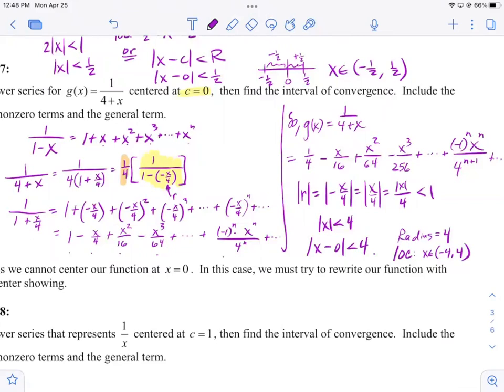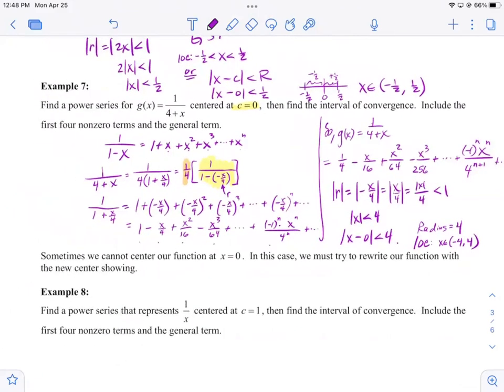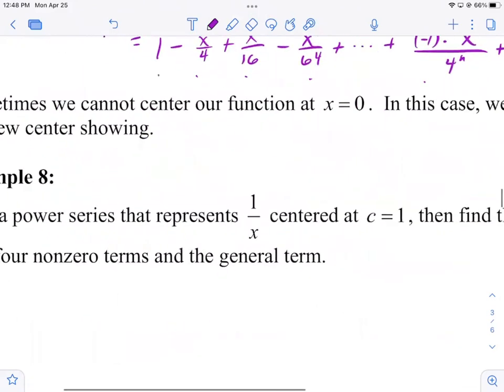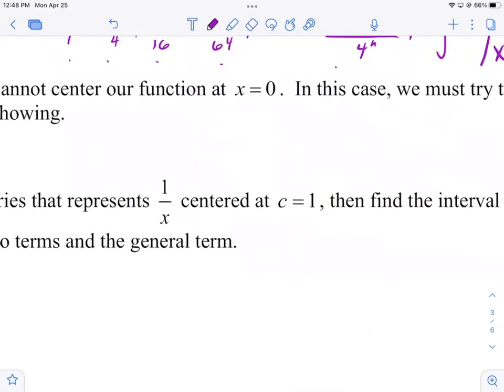So that one was kind of fun, right? It was kind of fun. Yeah. Sometimes, though, we cannot center our function at 0. In this case, we have to try and rewrite our function with the new center showing. Wow. Okay. Find a power series that represents 1 over x centered at 1. Then find the interval of convergence.